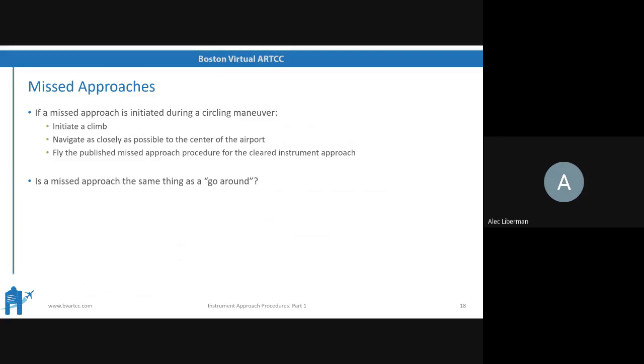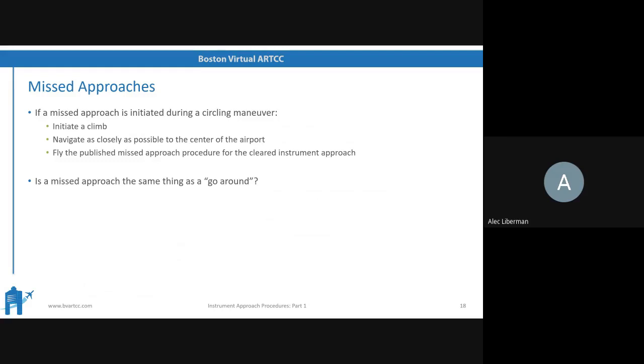A couple of no's. Does anybody beg to differ and say yes? Looks like everybody's saying no, and I would tend to agree. A go-around is the physical act of transitioning from a descent to a climbing attitude.